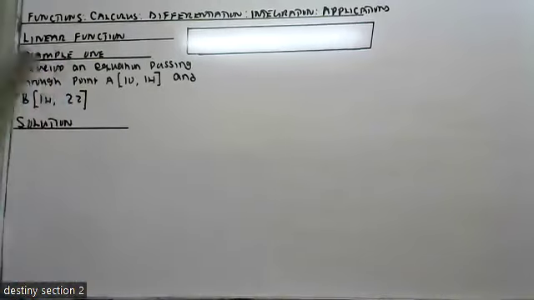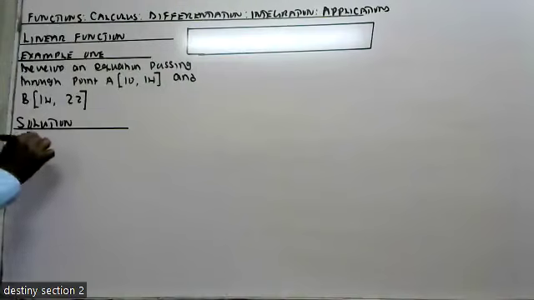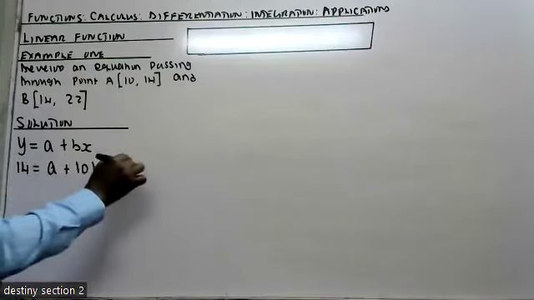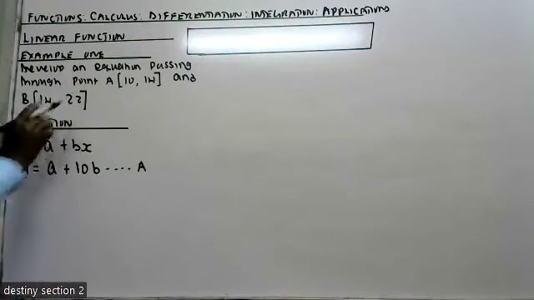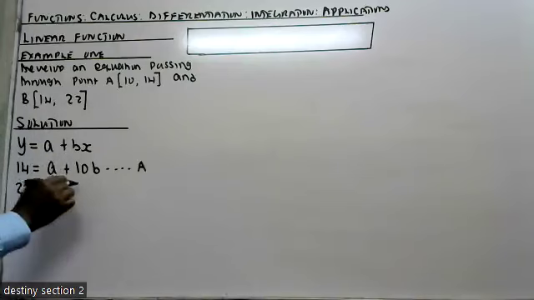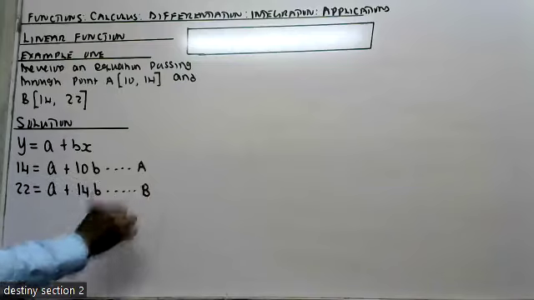So, in the solution to this, you begin with the format. The format of a linear function is always y equals a plus bx, because we have said that the highest power is 1. The other character of a linear function is that it is predefined when you are given the coordinates of any two points. So we substitute these coordinates. We start with point A: the value of y is 14, equals a plus 10b. This is because of point A. Then we come to this one: 22 equals a plus 14b. That is because of point B.